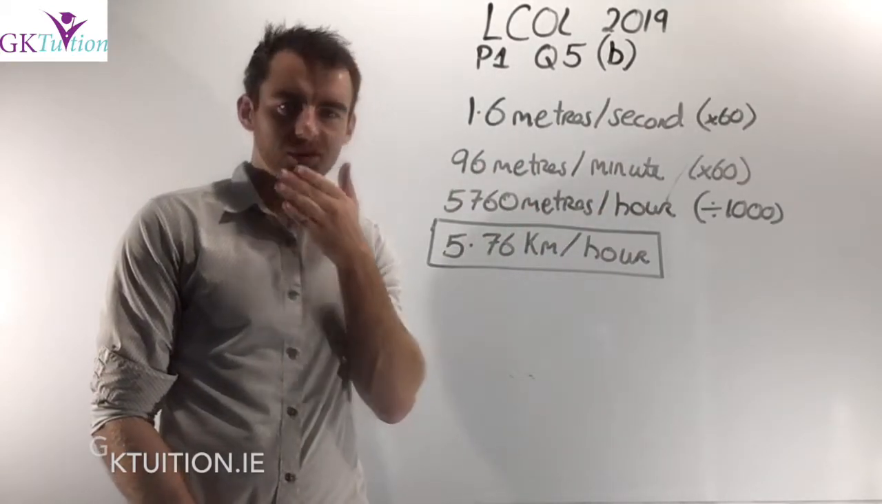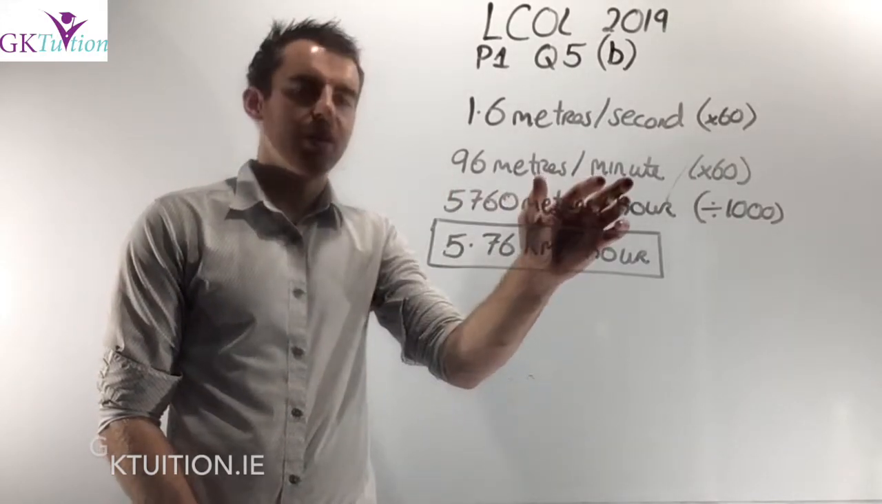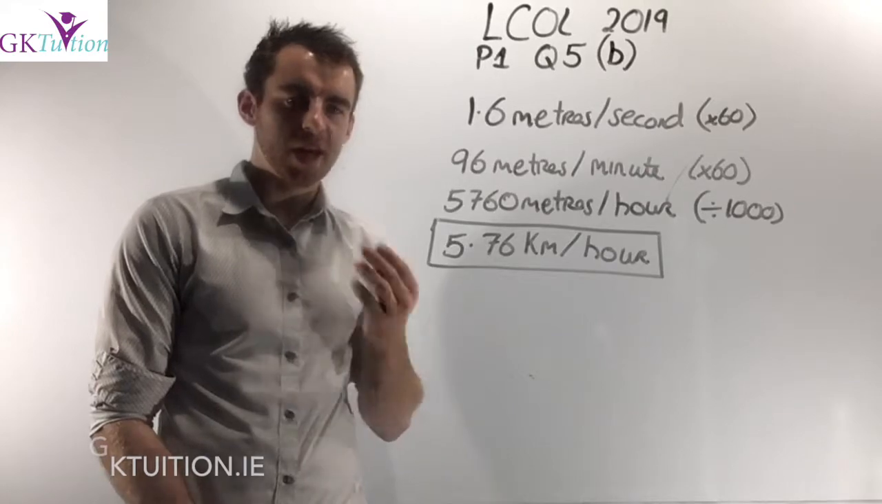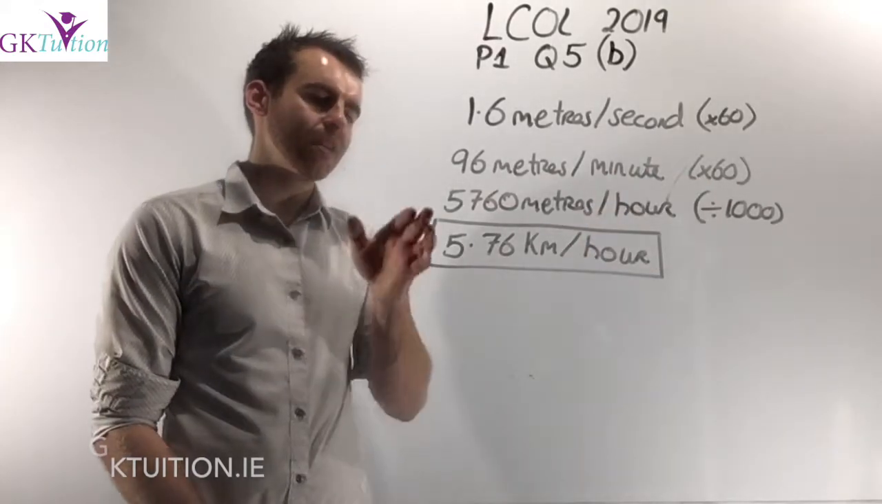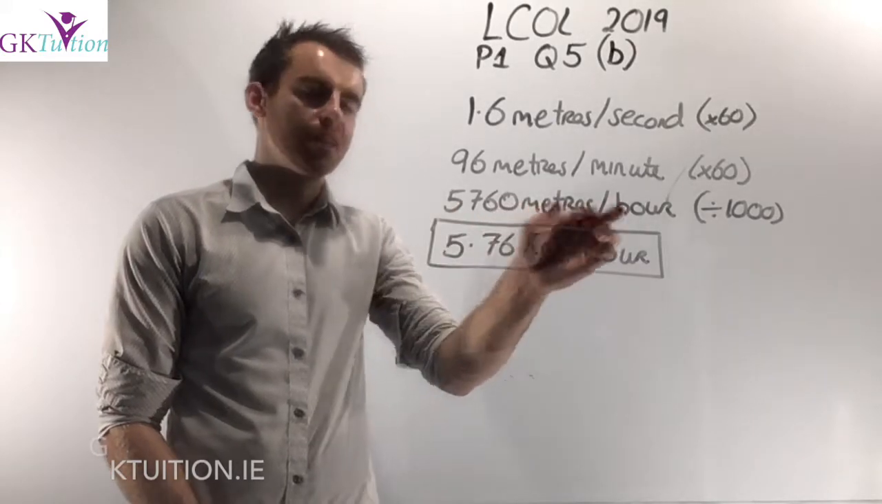And obviously there's also 60 minutes in an hour. So if she goes 96 meters in a minute, in order to figure out how far she'll go in an hour, I multiply by 60 again. That means she would go 5,760 meters in an hour.